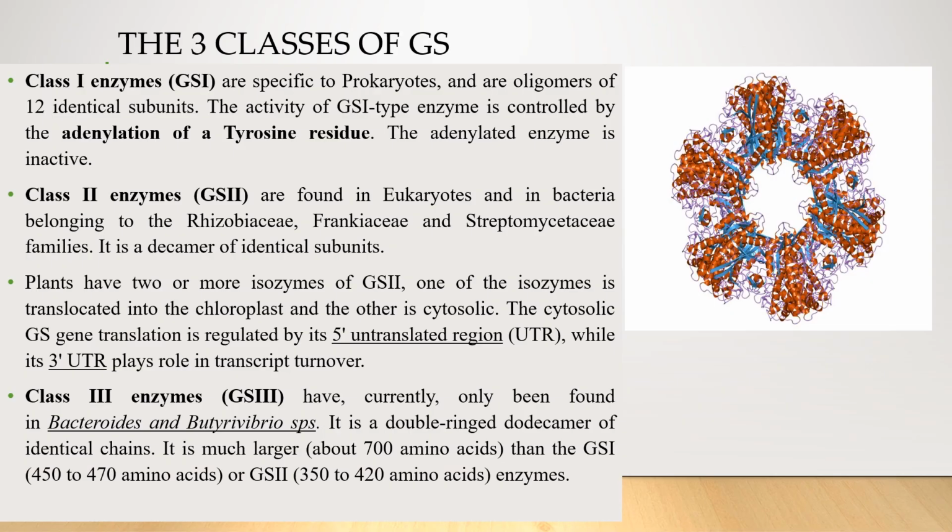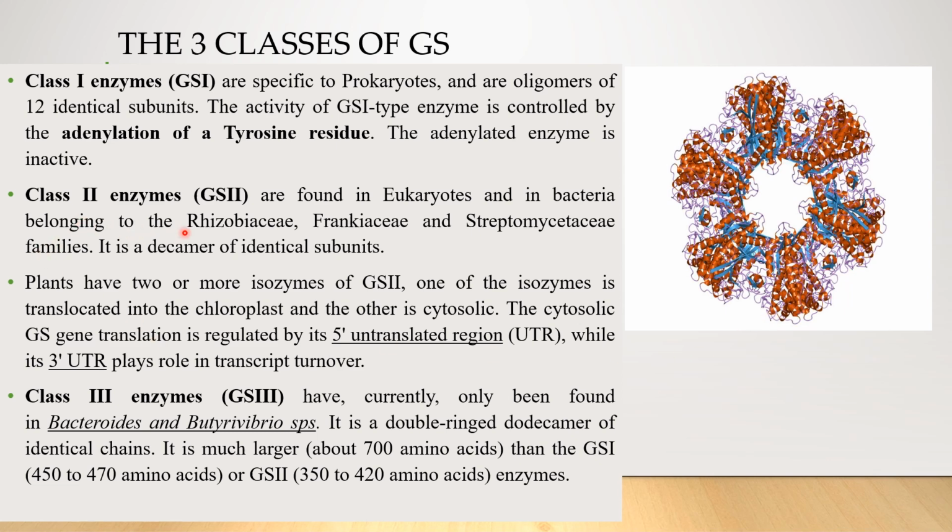Let us see the classes of glutamine synthetase. There are three classes: class 1, class 2 and class 3. Class 1 you find in the prokaryotes, and these are oligomers which consist of around 12 identical subunits. The activity of this type 1 enzyme is controlled by adenylation of a tyrosine residue of the enzyme. The adenylated enzyme is considered to be inactive. If the tyrosine residue is not adenylated, then it is the active form.